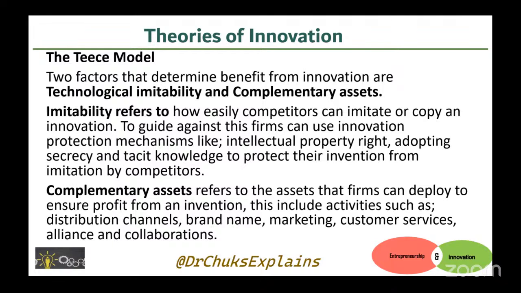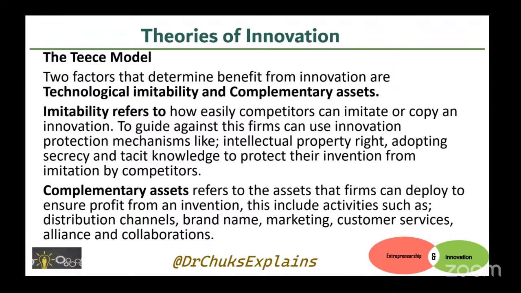The Teece model also says that there are complementary assets. This is the second of the factors that determine the benefit from an innovation. Complementary assets refer to the assets that firms can deploy to ensure profit from an invention. These include distribution channels, brand names, marketing, customer service, alliances, and collaborations. All this put together, if a firm can really stop others from imitating their product by registering it as intellectual property or copyrighting it, registering a brand name, or adopting secrecy and tacit knowledge protection, then such an organization will benefit from the innovation.